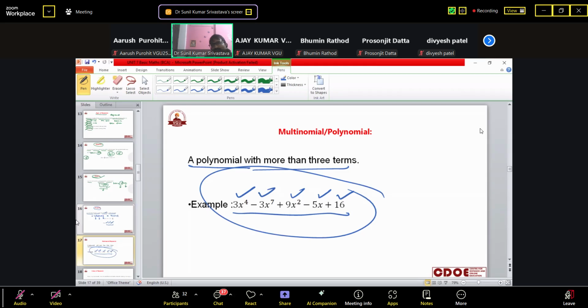Biquadratic, pentanomial, sextanomial, these are definitions, but we generally study monomial, binomial, and trinomial. After that, biquadratic contains four terms, pentanomial contains five terms, then six terms, seven terms, eight terms, and so on. So we just have to learn the biquadratic expressions. Any polynomial expression with more than three terms is of this format.